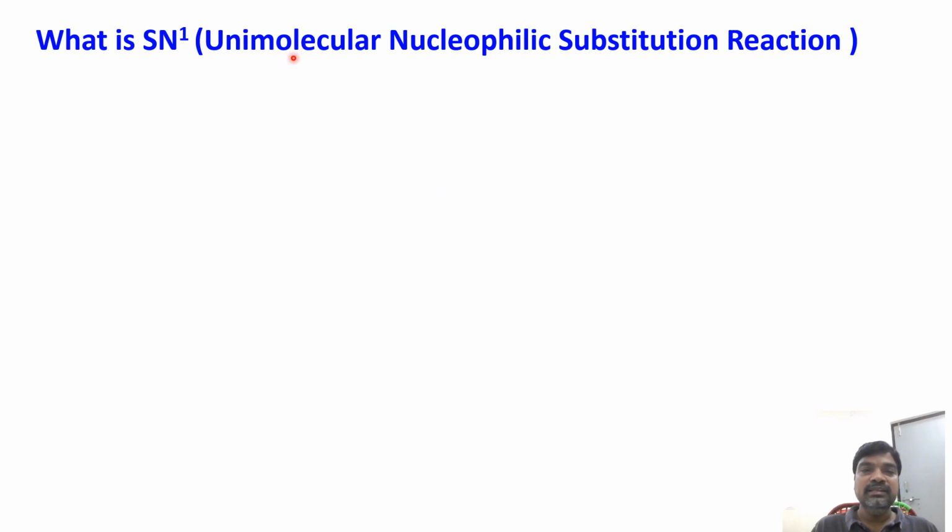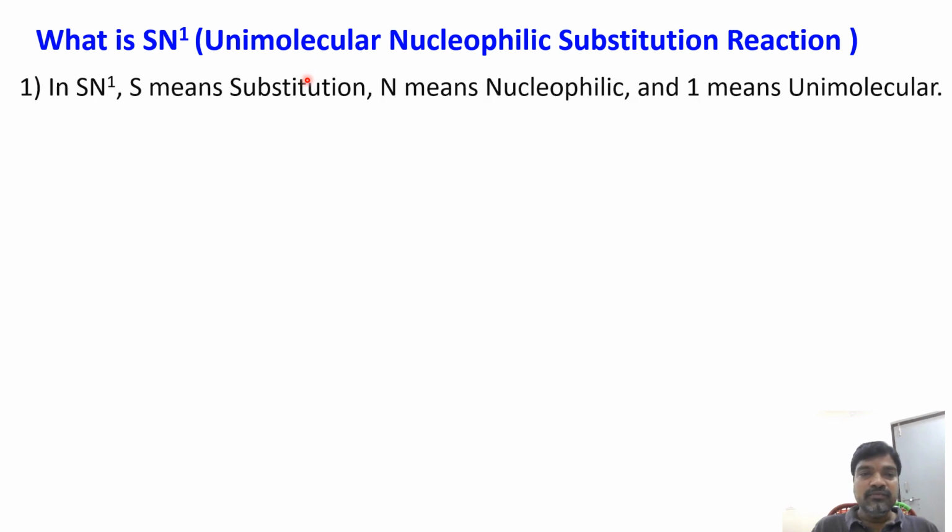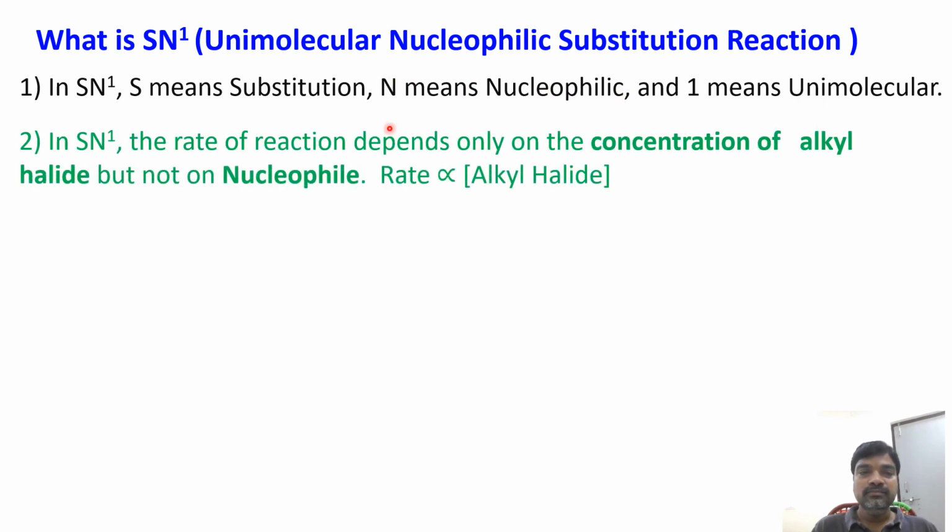What is SN1 reaction? It is the unimolecular nucleophilic substitution reaction. In SN1, S means substitution, N means nucleophilic, 1 means unimolecular. Therefore, this SN1 is also known as unimolecular nucleophilic substitution reaction. In SN1 reaction, the rate of reaction depends on only the concentration of alkyl halide but not on the nucleophile. Therefore, the rate is directly proportional to only the concentration of alkyl halide. That means the concentration of alkyl halide can decide the rate of the reaction.